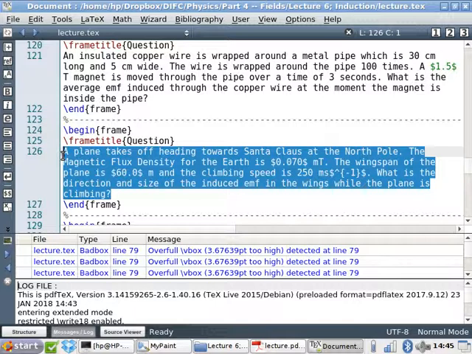A plane takes off heading towards Santa Claus at the North Pole. The magnetic flux density for the Earth is 0.07 millitesla. The wingspan of the plane is 60 meters, and the climbing speed is 250 meters per second. What is the direction and size of the induced EMF in the wings while the plane is climbing?